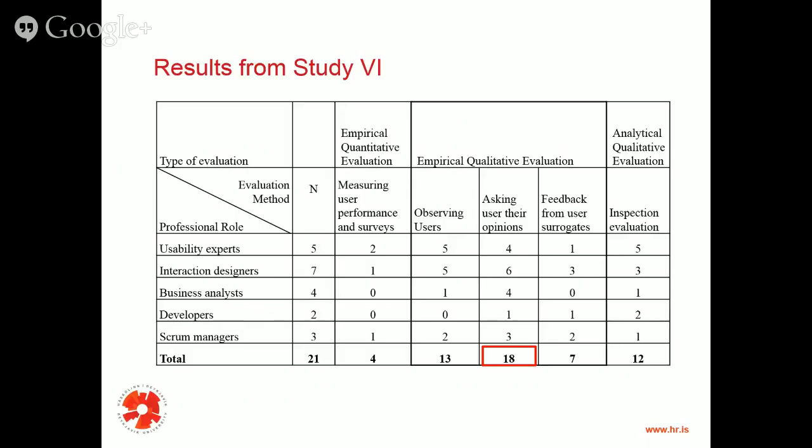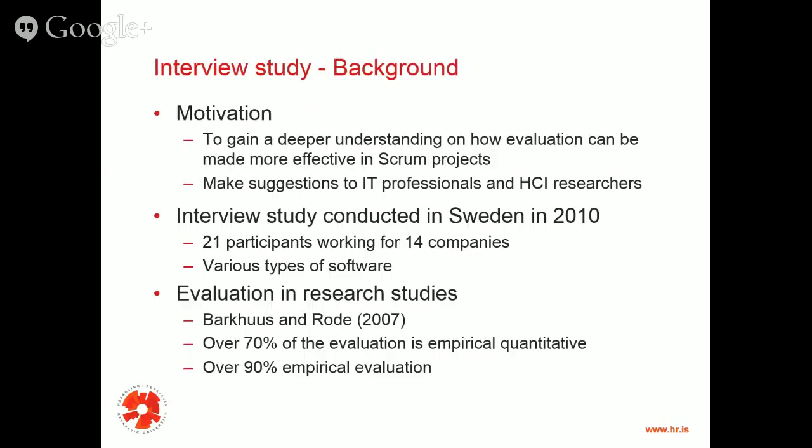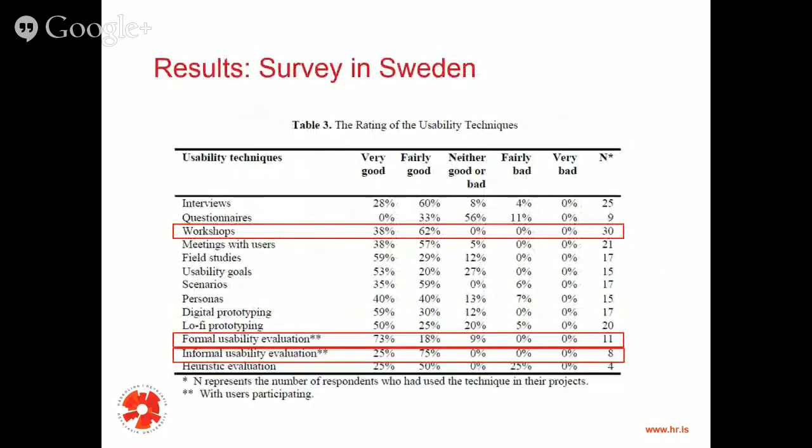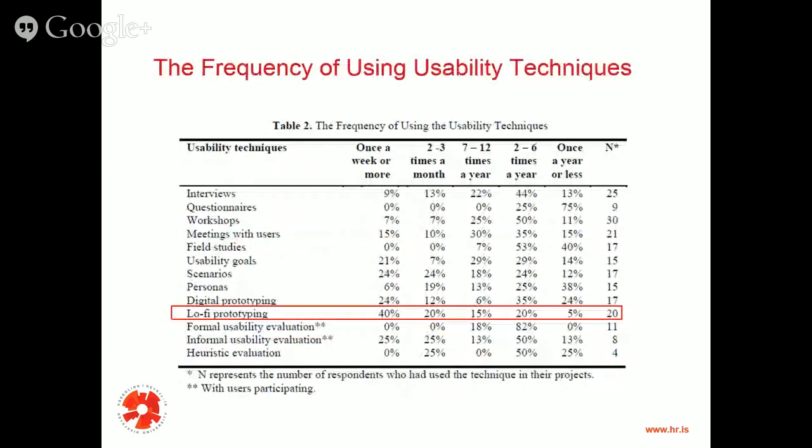Still, it was highly rated in the survey. So this is very, very strange. This was a bit disappointing for me, that only 4 are really measuring user performance. And remember, here we had formal usability evaluation that was really highly rated, and in the same study, we could see that it's not that much used. So this was like, why? They like it a lot, but they don't use it, both here and in the interviews.